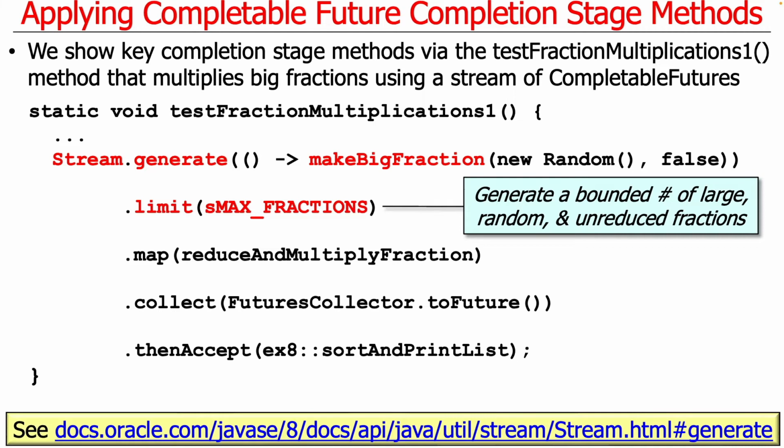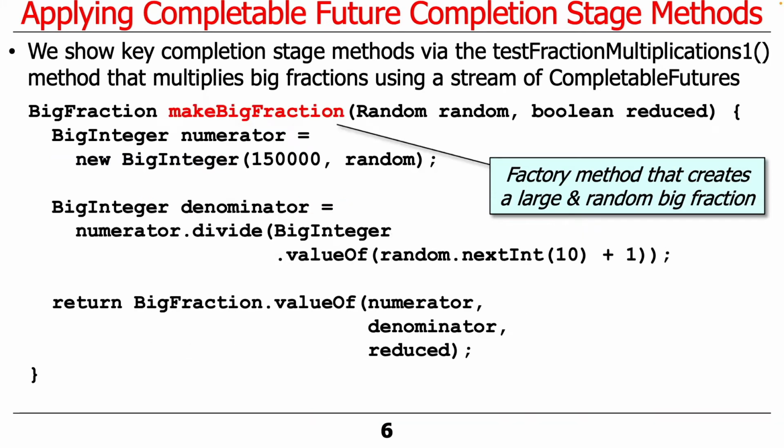But we don't want the program to run forever. So what do we do? We limit it to max fractions number of items. So make big fraction when called with generate will go on forever, but we stop after some number. Let's say it's 100 or 10 or 50 or whatever. Here's what make big fraction looks like.